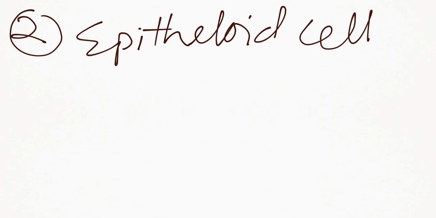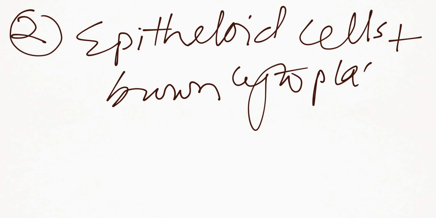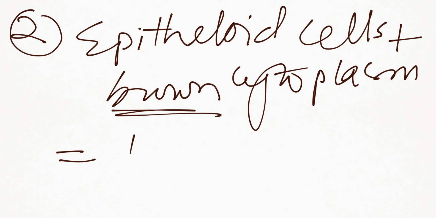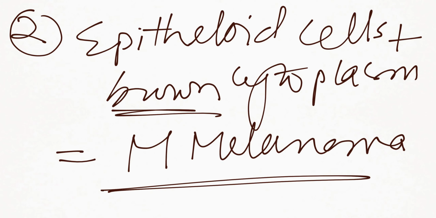Okay, so the second, the examiner will ask you that you found epithelioid cells with brown cytoplasm, and the key word here is brown. So you found epithelioid cells with brown cytoplasm. This equals what? This is malignant melanoma. Okay, and he also may ask you, what will you find in malignant melanoma? You want to tell that I will find epithelioid cells and brown cytoplasm.